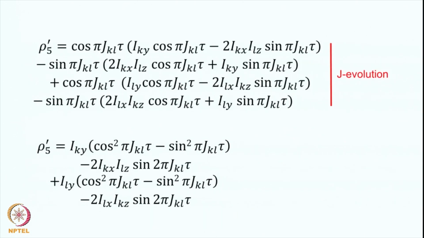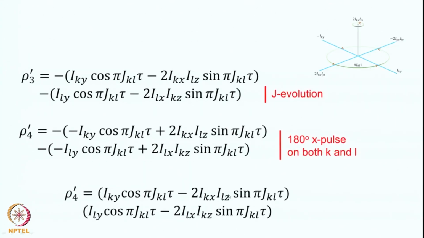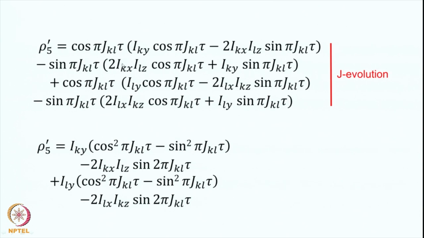Now you will have to evolve under the J evolution once more after the 180 degree pulse. Each of these terms will have to be evolved. There are 4 terms here, so there will be 4 evolutions. For the first term, I take the cosine pi jkl tau part out, and the IKY term has to be evolved. This gives me IKY cosine pi jkl tau minus 2 IKX ILZ sin pi jkl tau, and the second term is minus sin pi jkl tau. Now I am evolving this antiphase term.